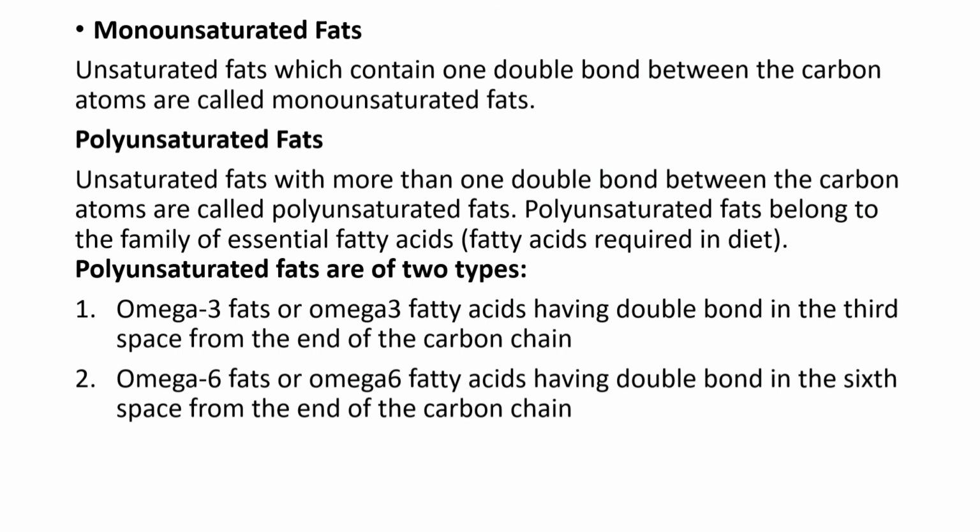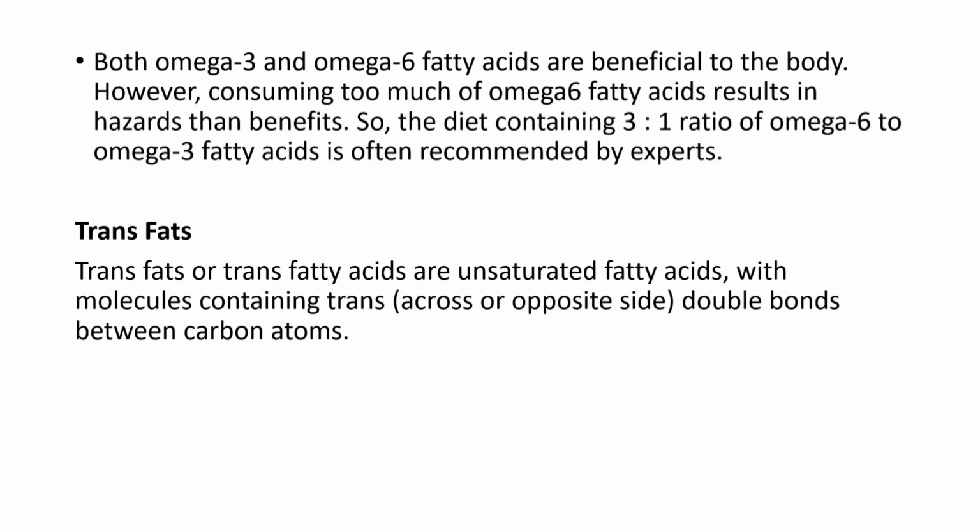Polyunsaturated fats are of two types. Omega-3 fats or omega-3 fatty acids having double bond in the third space from the end of the carbon chain. Omega-6 fats or omega-6 fatty acids having double bond in the sixth space from the end of the carbon chain. Both omega-3 and omega-6 fatty acids are beneficial to the body. However, consuming too much of omega-6 fatty acids results in hazards than benefits. So, the diet containing 3:1 ratio of omega-6 to omega-3 fatty acids is often recommended by experts.